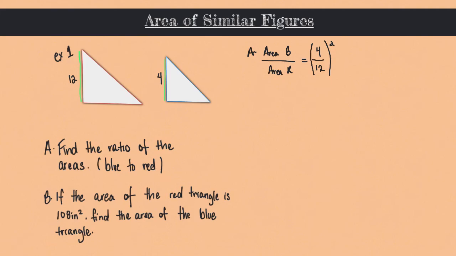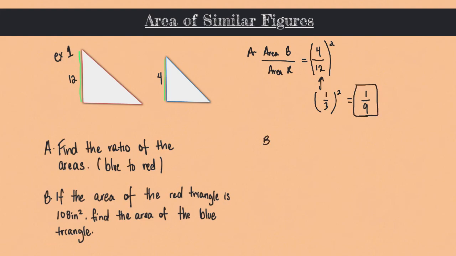So let's do that first, okay? So when we simplify 4 over 12, we have 1/3, and that needs to be squared. And so that is equal to 1 over 9. Okay, so that is the ratio of the areas of our corresponding triangles. So now that we're done with that, let's go to part B, okay? So this is our final answer for A.